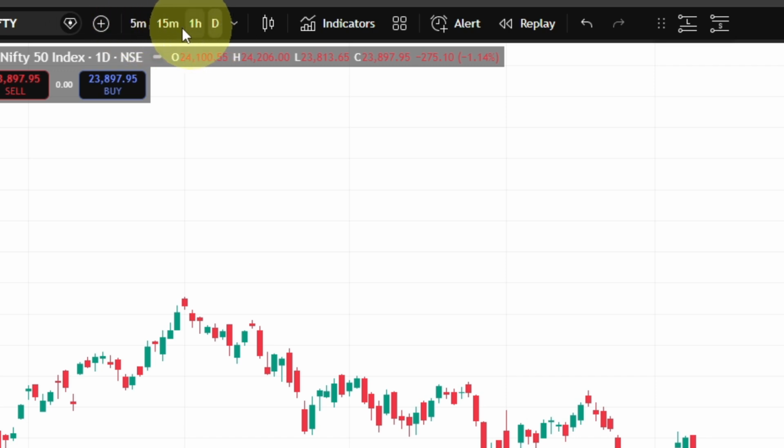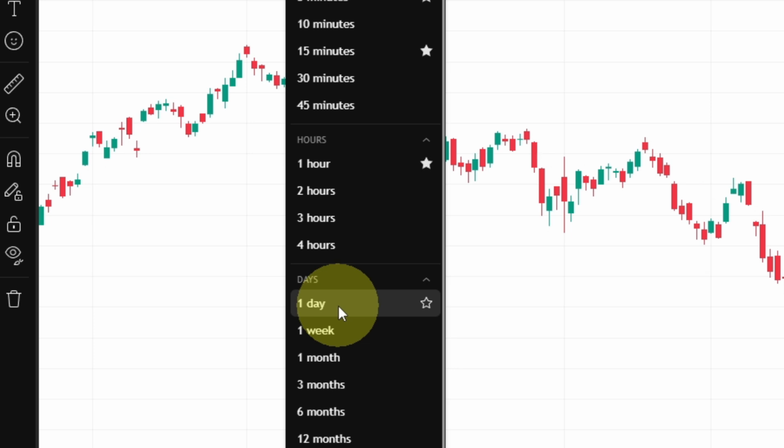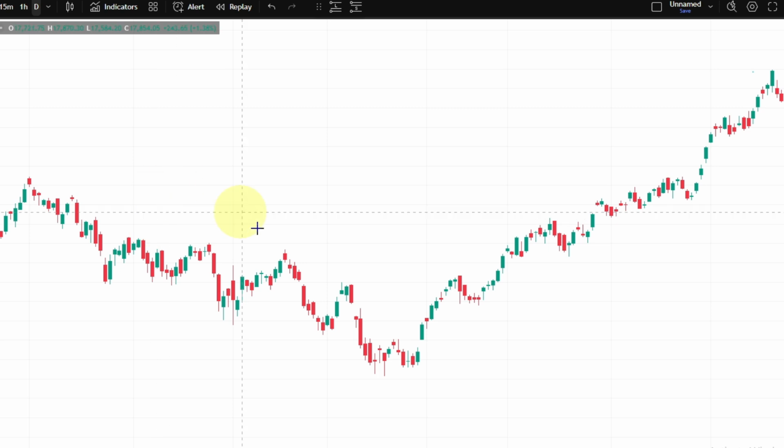If you don't see this kind of option here, you just have to click on this little icon and choose your desired time frame. To demonstrate this strategy today, I am going to choose one day from the drop-down menu. Click it and see how my chart is now open in the daily time frame. Okay, after this we need to understand the market structure, or you can say market character, first.